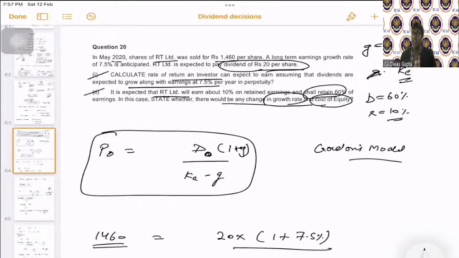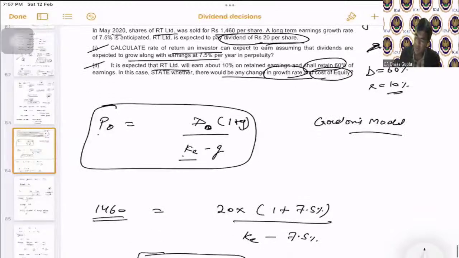Now, I think the first part was pretty clear. You forget everything, just remember one thing. This is a simple formula based question. The first part I'm saying. And what is the formula? Gordon's model. In Gordon's model, how many variables are there? There are a total of 4 variables: price, dividend, growth, and cost of equity. Out of the 4, if anyone is missing, you can find that. In this case, they are asking us to find KE, and the rest they have given.